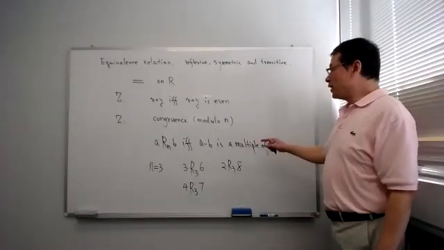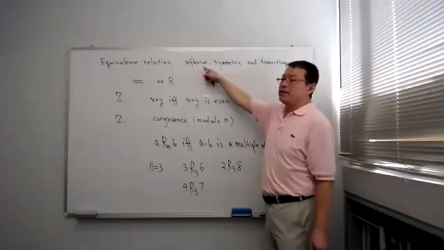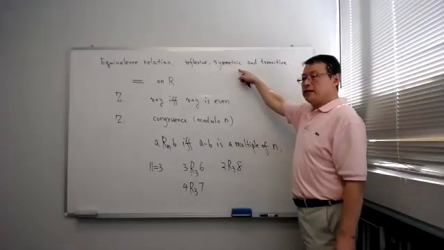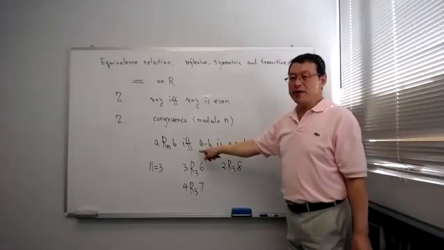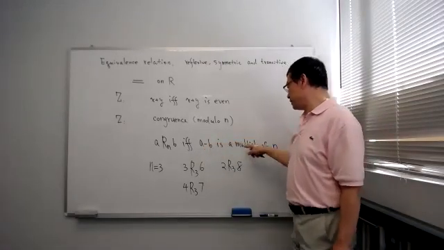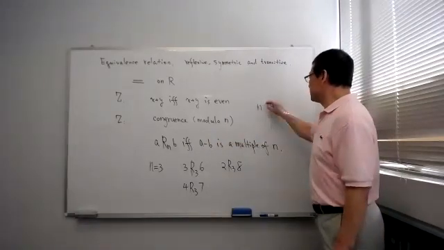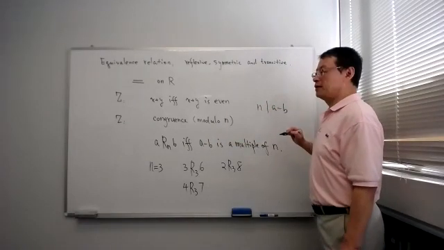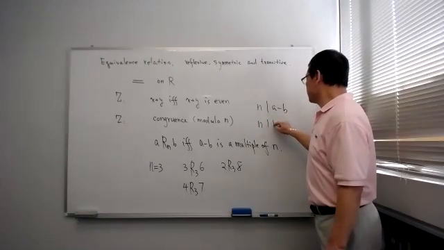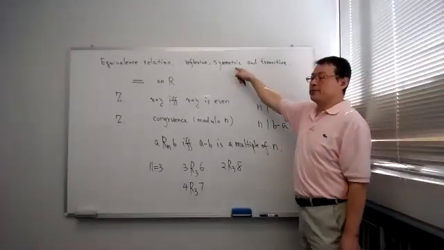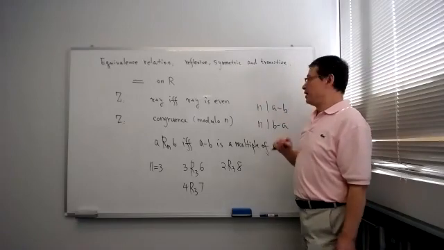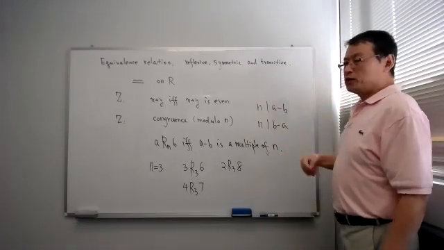Okay. So this relation is also reflexive. That's obvious. Also symmetric, because when A minus B is a multiple of n, then B minus A is also a multiple. So if this one holds, then this one holds. So that's why it's symmetric. All right. Now transitivity.